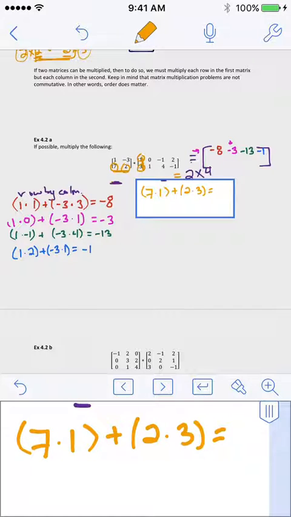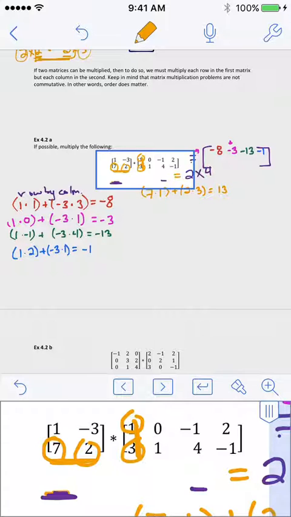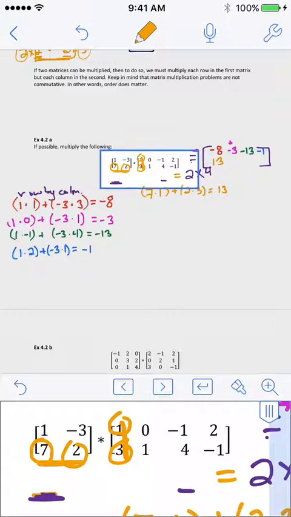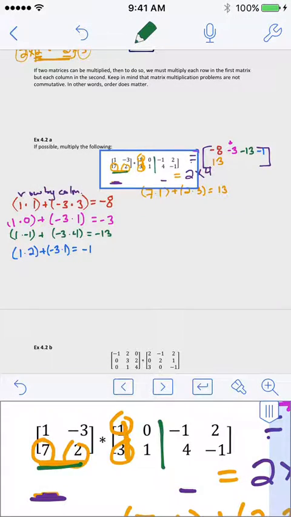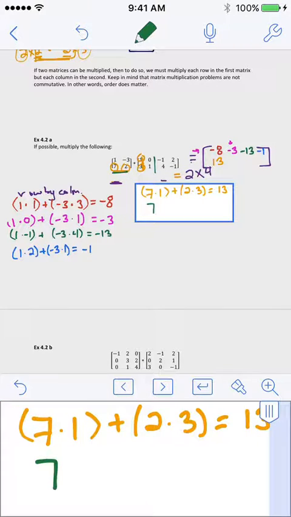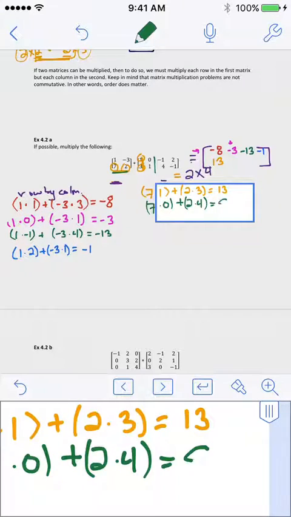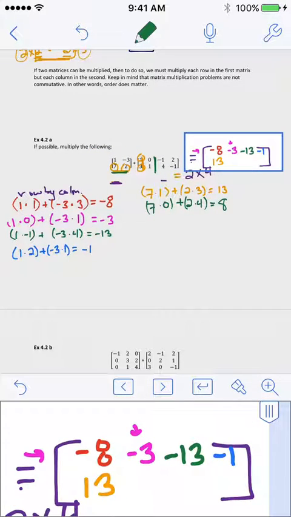7 times 1 is 7, plus 6 is going to be 13. So my second row times my first column gave me 13. So in my second row, first column, I'm going to write 13. Alright, let's do the same thing with the other 4. Now I've got second row times second column. 7 times 0 plus 2 times 4 is going to give me 8. 8 was the answer to my second row times my second column. So my second row, second column is going to be 8.